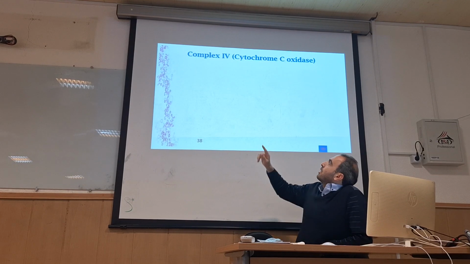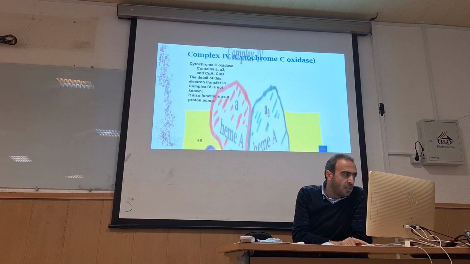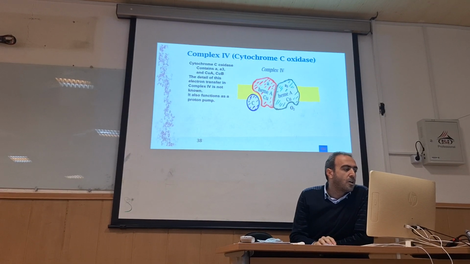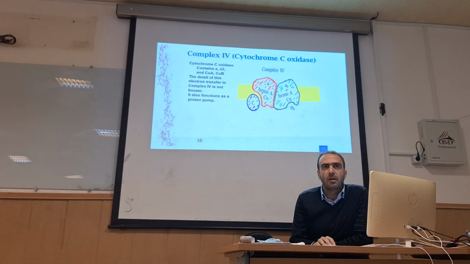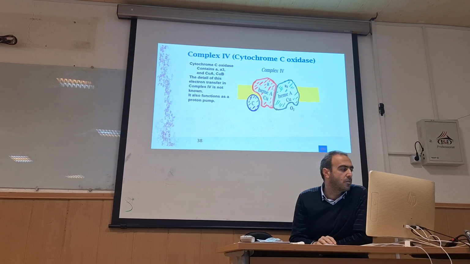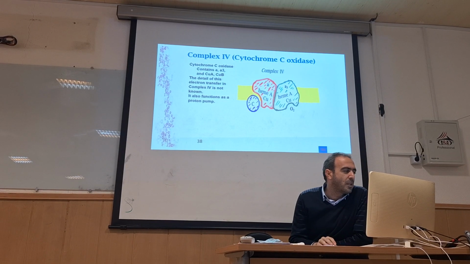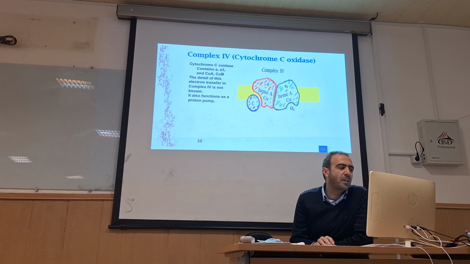Cytochrome C transfers to complex number 4, whose other name is cytochrome C oxidase. Cytochrome C oxidase contains cytochrome A, A3, copper B, copper A. Instead of iron sulfur, it has copper, Cu. Okay? What do you call it in Arabic? Nahas. Instead of hadid, it has nahas. That is one of the differences. It also has heme A and heme A3, with cytochrome A and cytochrome A3.